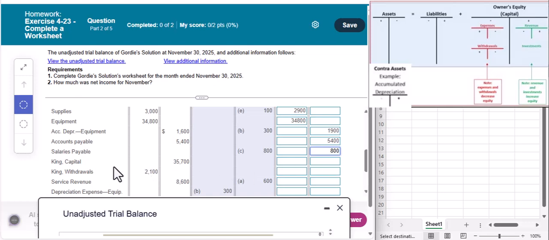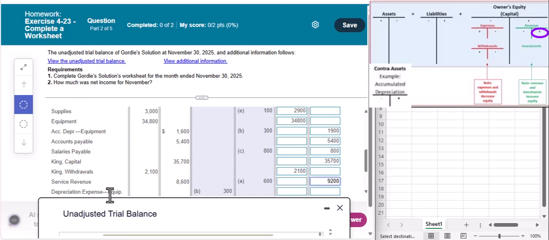All right, and now into the equity accounts. So we have the King Capital. We did not touch that. That sits as a credit balance. Withdrawals, that is a regular debit balance. We did not touch the withdrawals. And then the service revenue, so that's our next one we did do something to. So we made $600 worth of revenue. So we have to add that into our credit side. So that gives us a total of $9,200 as a credit balance.